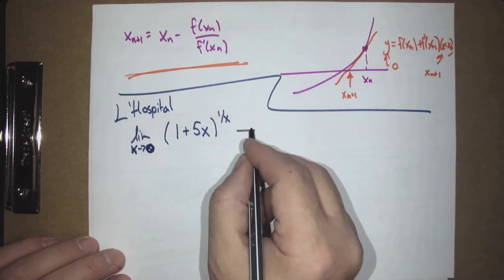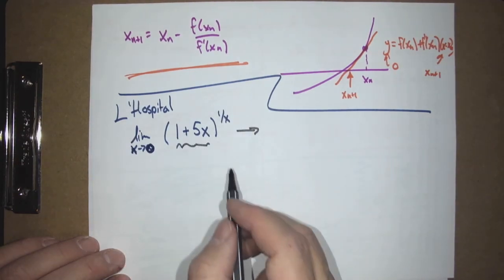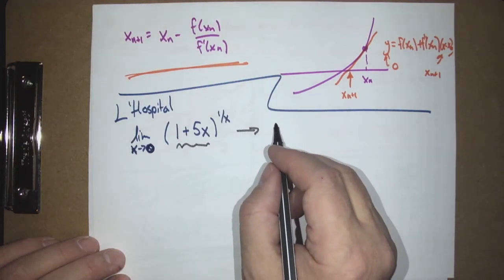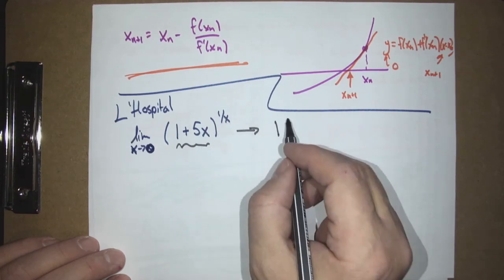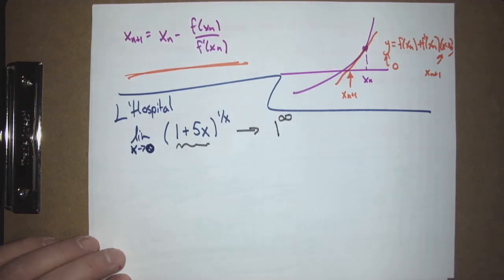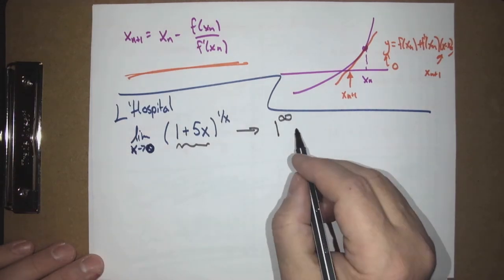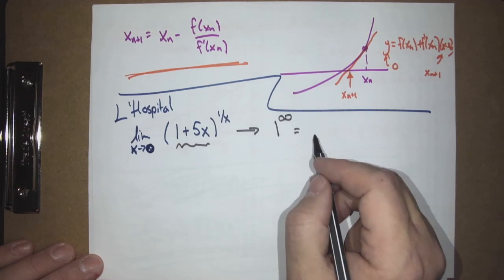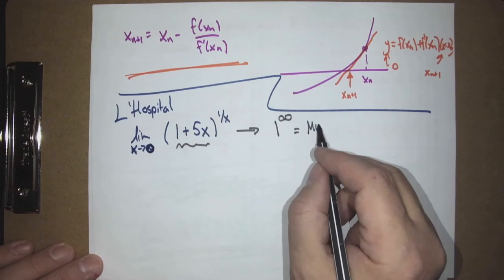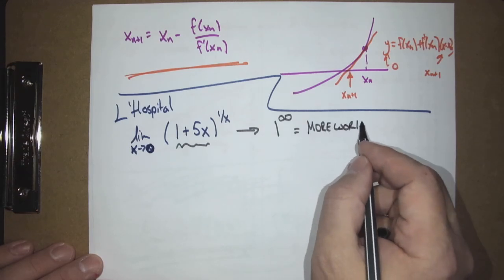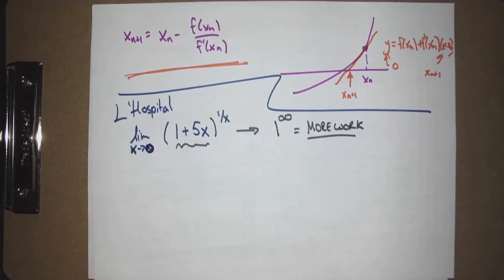So this 1 plus 5x goes to 1. This 1 over x goes to infinity. Like 1 over 0 basically is blowing up. Okay, and 1 to the power infinity equals? More work. We don't want to make it that easy. It's indeterminate, which is just a fancy way of saying, I don't know.